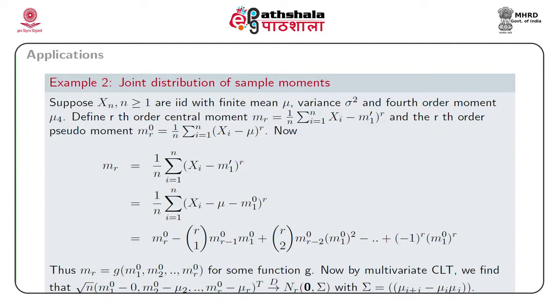So, in this case, we define the G function as given above, and hence one can find the large sample distribution. We start from the multivariate CLT and find the large sample distribution of M1 naught, M2 naught up to MR naught as R-variate normal with mean vector 0 and dispersion matrix sigma, where sigma has the elements mu I plus j minus mu I multiplied by mu j.